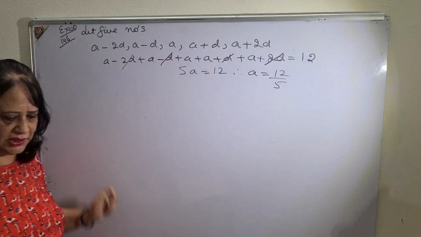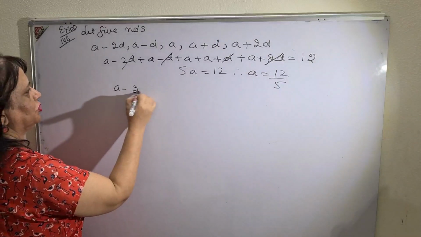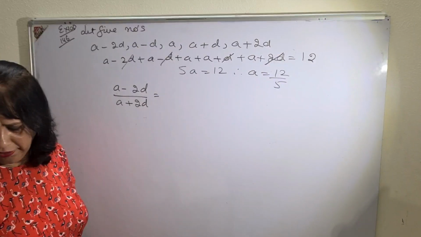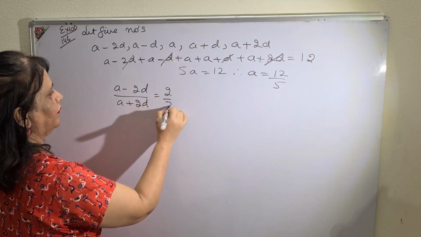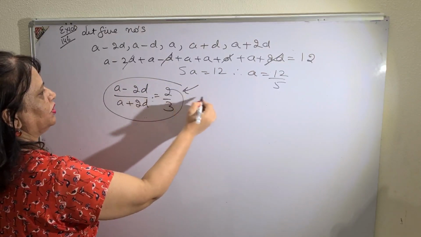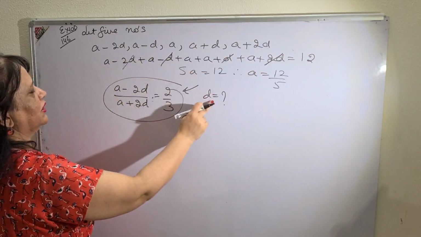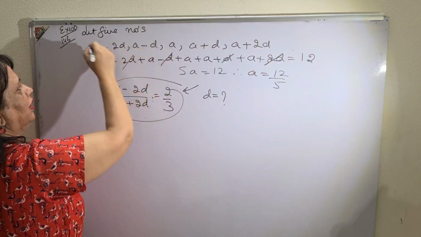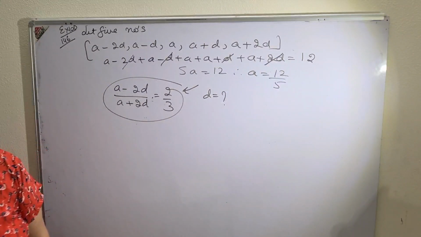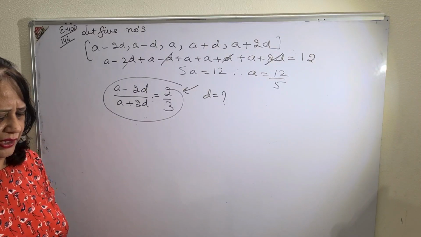This is your first condition, and the second was the ratio of the first to the last term. The first term is a minus 2d, the last term is a plus 2d. That is why I am telling you to write in the proper order, and this ratio is 2 upon 3. So children, you solve it: put the value of a in the second equation and you will get d. If you get one answer, then it's okay. If you get 2 answers, you put both to get the required 5-number series of AP. So I hope I am able to make you clear. Similarly, moving to question number 6, I'll give you the hint.